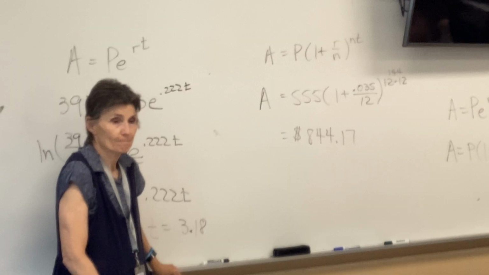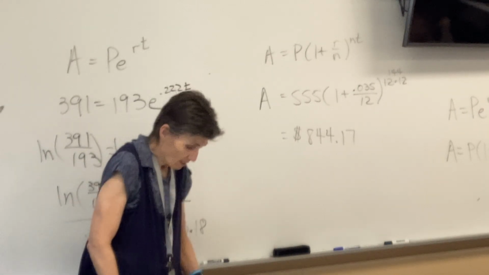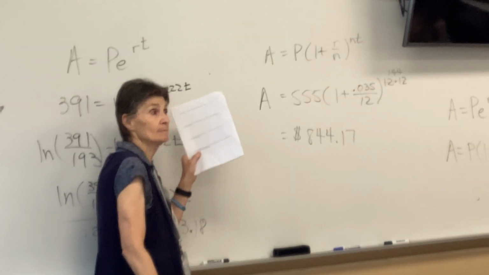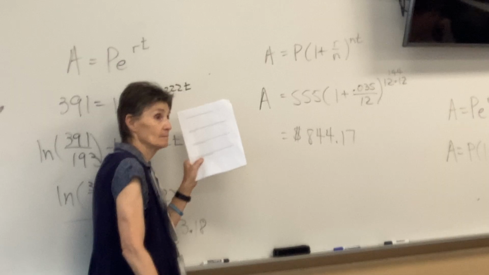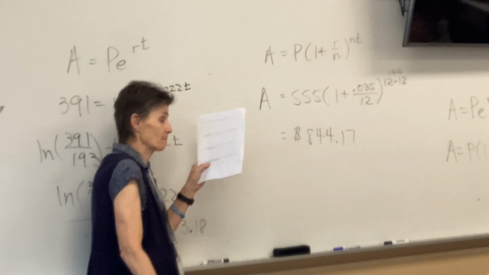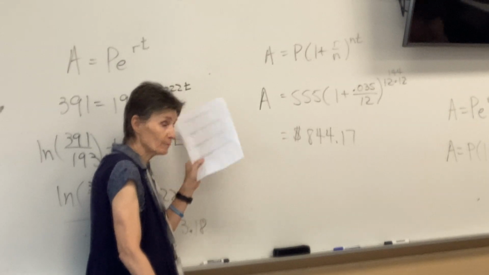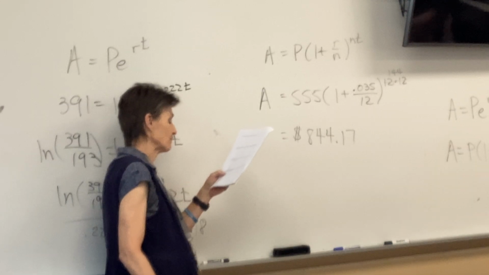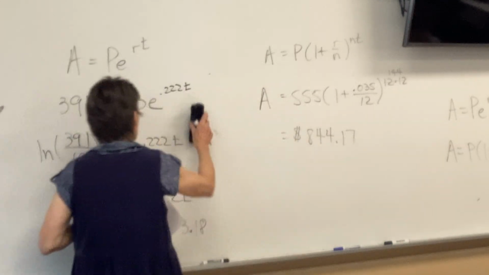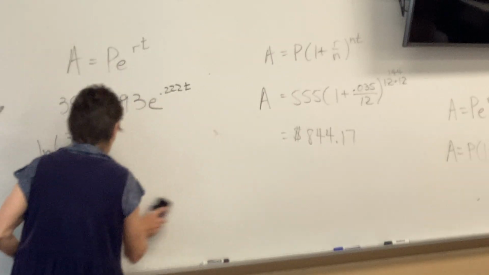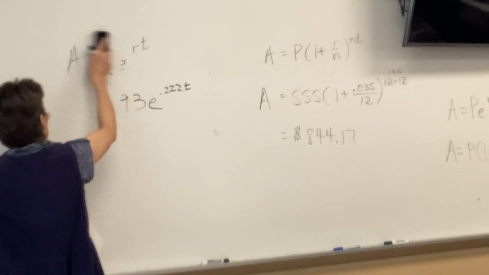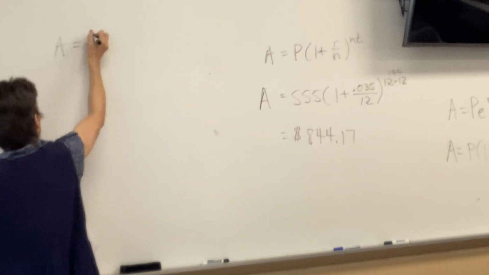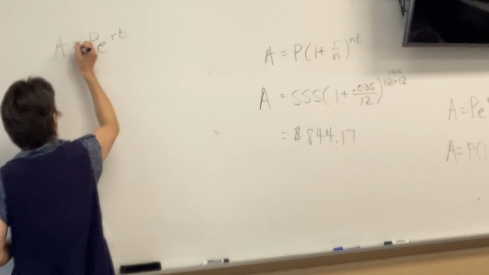Good? All right, one more. What interest rate compounded continuously will be required to end up with $1,000 after 3 years if 890 is initially deposited? All right, so we're gonna use PERT. Would everyone agree with that? Everybody can figure that out.